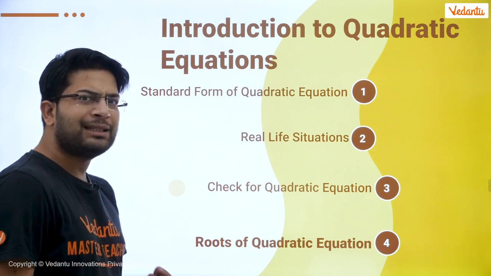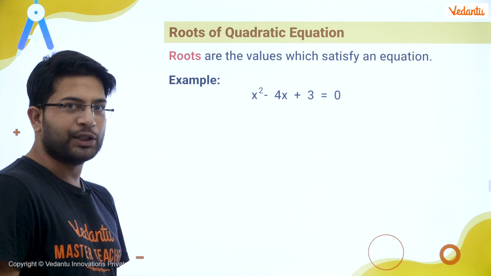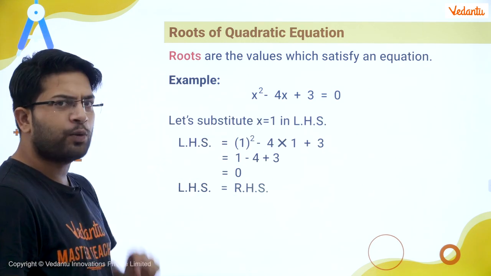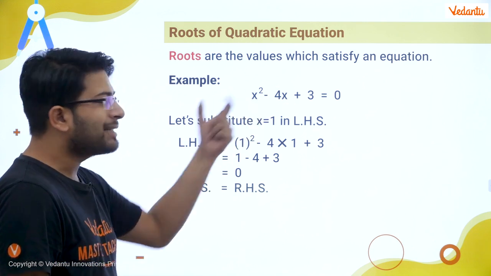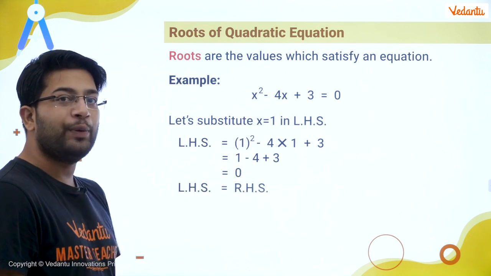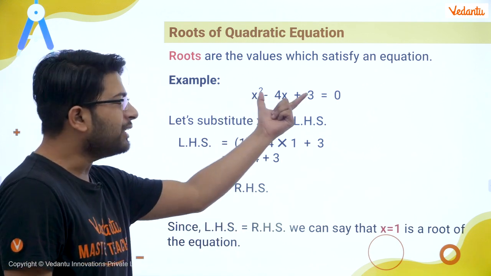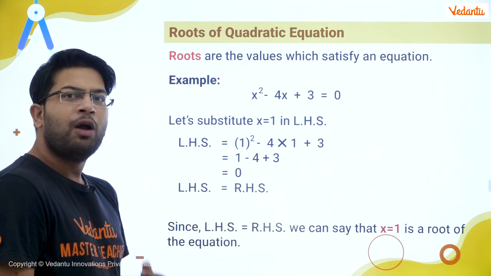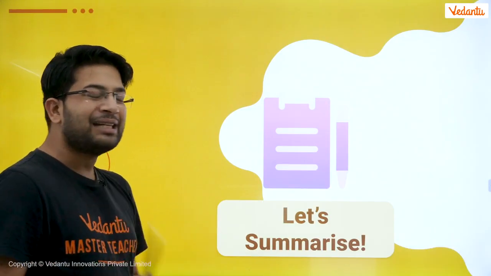Okay. Now, champ, let's see the roots of a quadratic equation. So champ, let's say we have a quadratic equation. Now, if in this quadratic equation we put x equal to 1 in the left hand side, let's see what we will get. After putting x equal to 1, we are getting the value 0. That means LHS is coming out equal to RHS. So any value of the variable which satisfies the equation is nothing but a root of the equation, whether it's quadratic, cubic or linear. Could be anything.